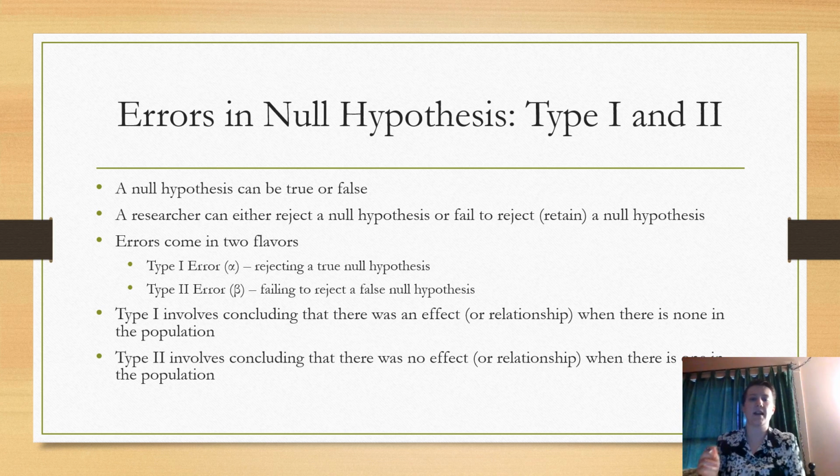So with type 1, you're saying that there was a relationship or there was a difference when there is none. There is a difference when there is none. And a type 2 error is saying the opposite. You're saying that there's no difference when in fact there is a difference. Okay.